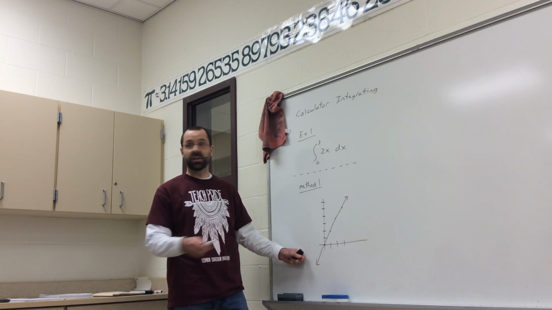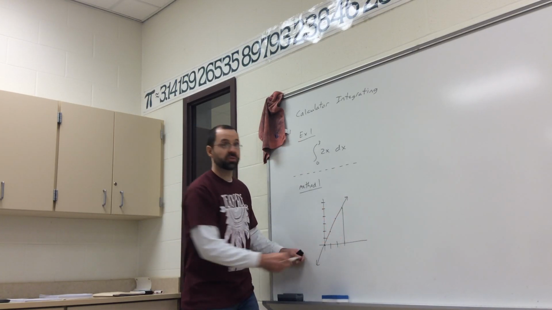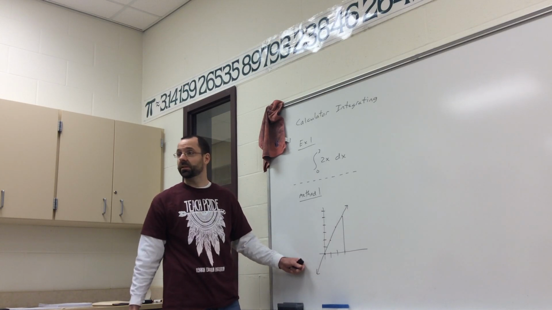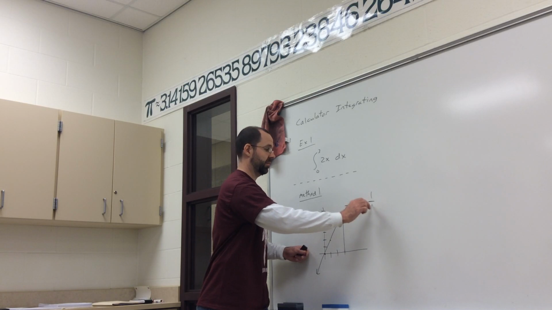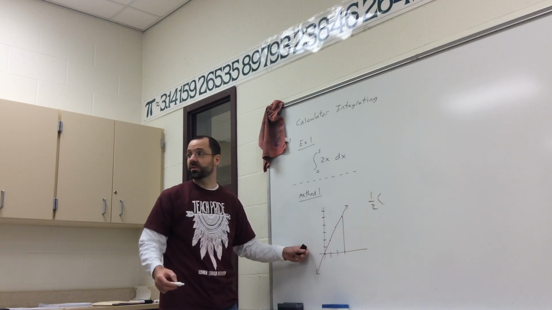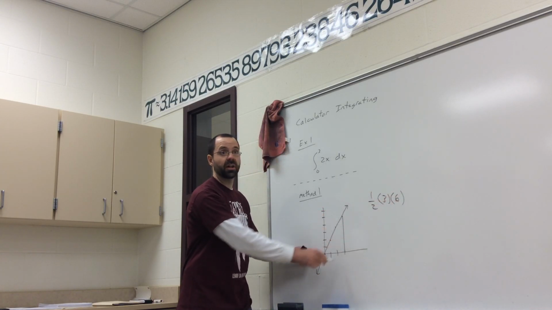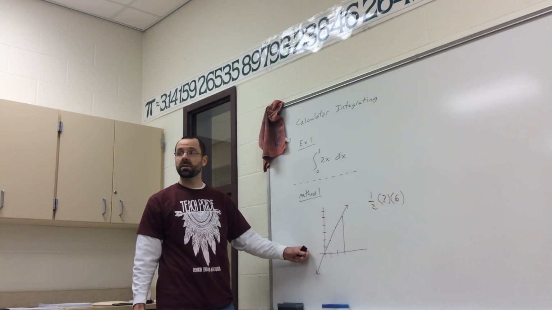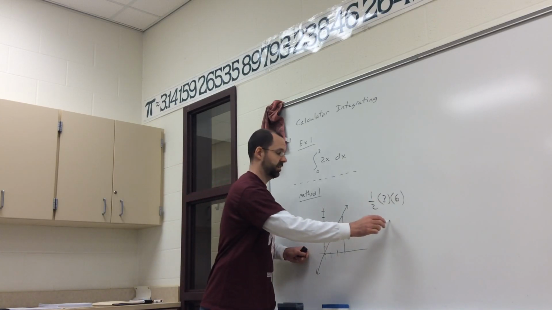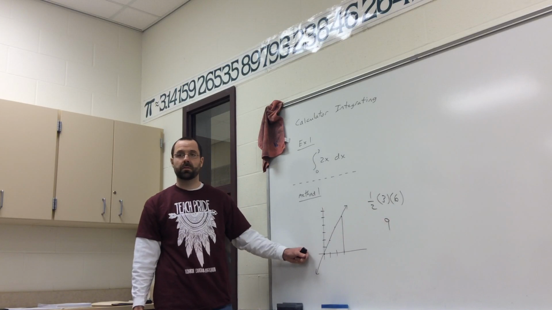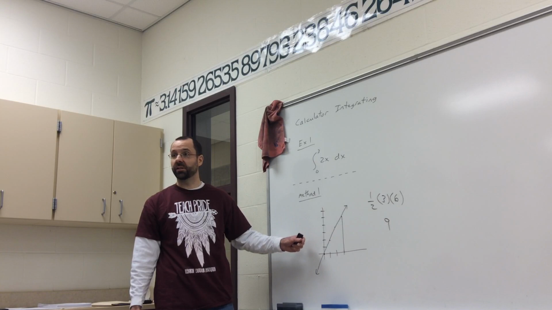And we're just trying to find the area from 0 to 3. So that means we're just trying to find the area of that triangle there. That'll be 1/2 times the base of the triangle, which is 3, times the height of the triangle, which is 6. So you take 1/2 times 3 times 6, and that comes out to 9. Okay, so that was method 1.